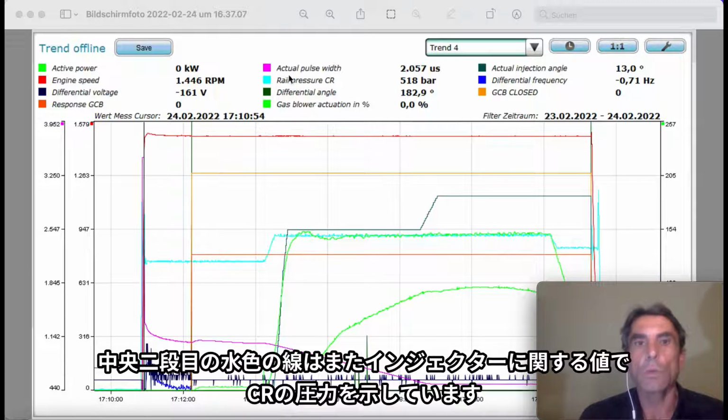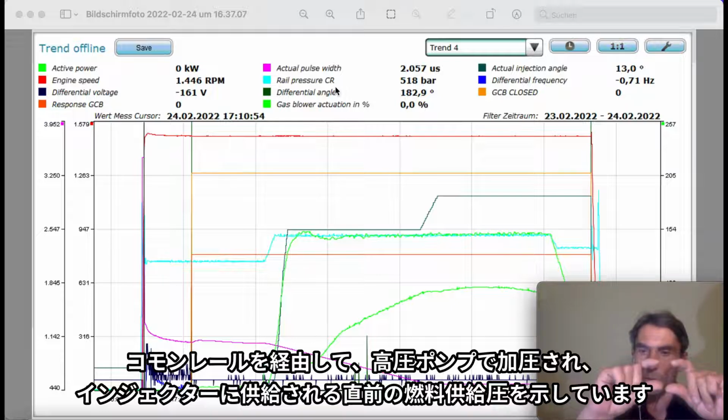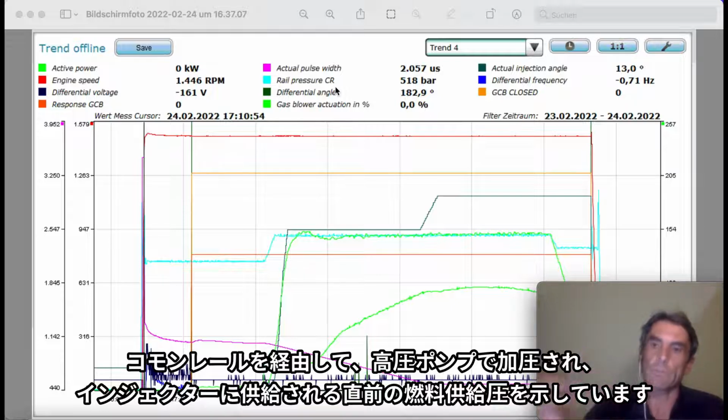Then again, to the injection system, we have the bright blue one, that's the common rail pressure. The common rail pressure is from the common rail, from the high pressure pump to the common rail before it goes to the injectors to inject the diesel.